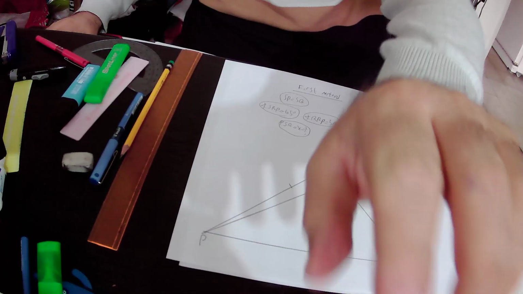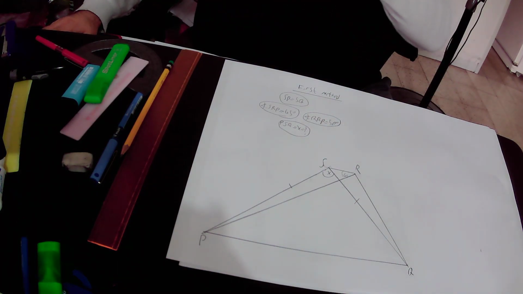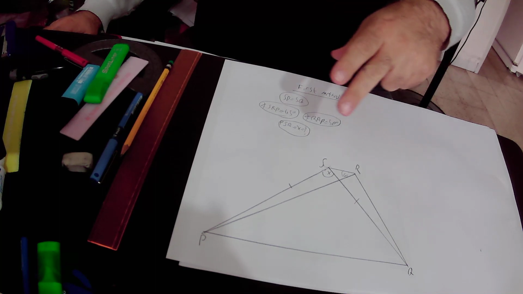In this lecture we will find the size of angle X in two different methods. In the drawing we have a quadrilateral SRPQ.